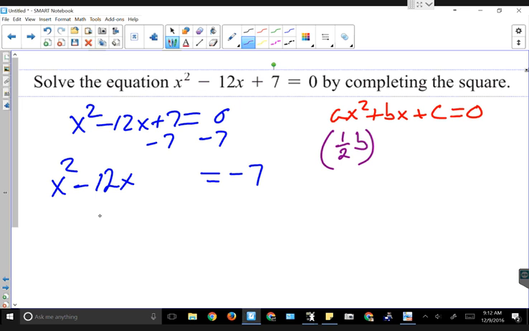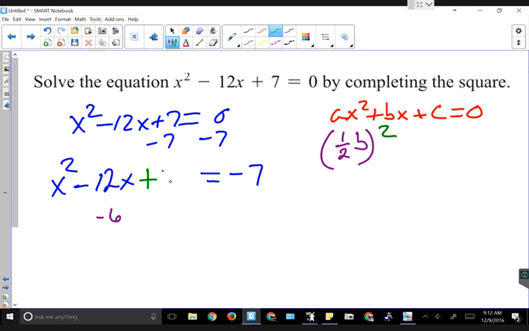Yep, negative 6. Then what we want to do is square it and add it to both sides. So what is negative 6 squared? Well, I add 36 here, and I add 36 over here. Now, remember, when we're dealing with an equation, we're talking about equality. And when we're talking about equality, what we do to one side, we must do to the other side.